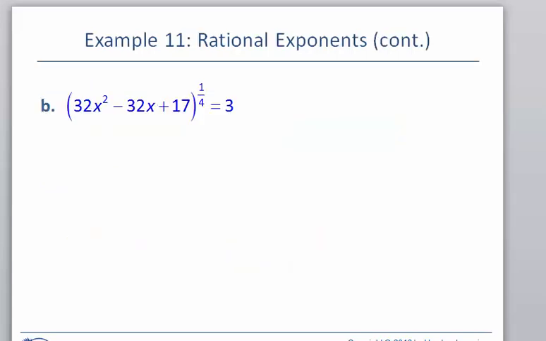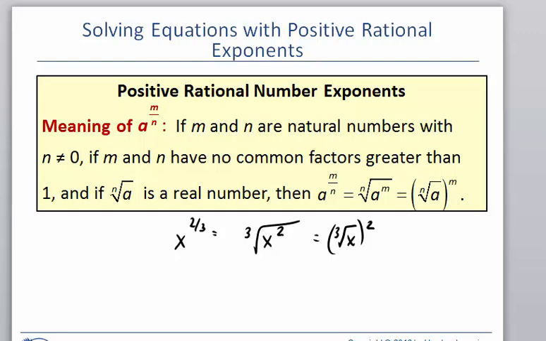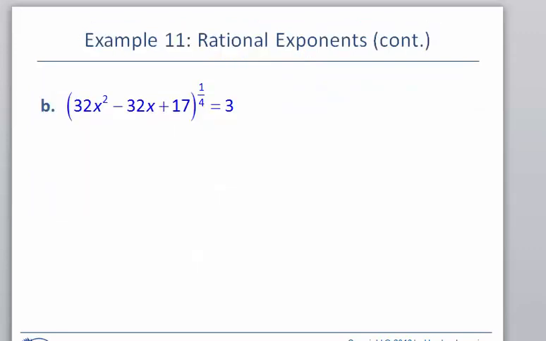Okay, let's move on to our second example. We have 32x squared minus 32x plus 17, and that is all raised to the 1/4 power. And it's equal to 3. So we're going to take that problem, that 1/4 power, and let's take it back into a radical form. So remember that a 1/4 power, according to our rule, would be the same thing as the 4th root of x to the 1st, okay, or the 4th root of x.